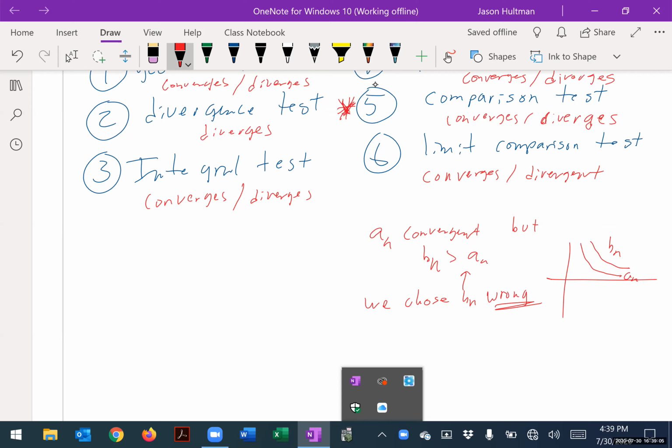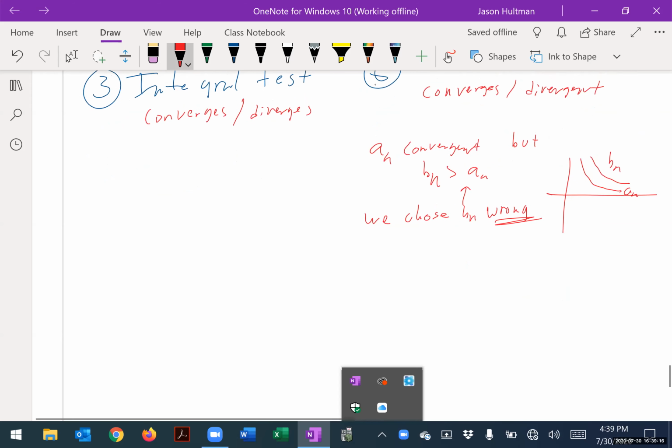Okay, then it tells me nothing. Then we chose B sub n wrong. There's no conclusion here. Also, if we get divergent, say that B sub n is divergent, right? We know B sub n is divergent, but A sub n is less than B sub n.